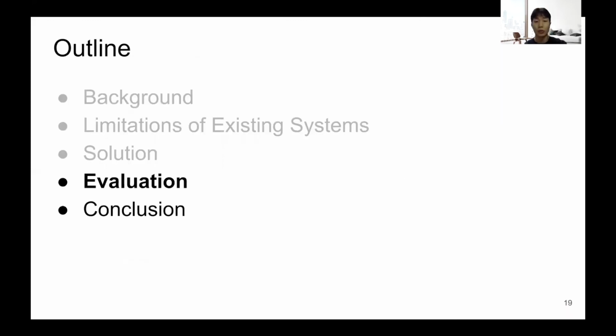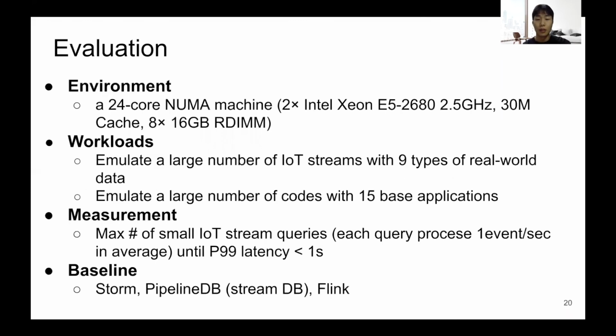Now we show the evaluation results. Our evaluation is performed on a 24-core NUMA machine, and we emulate IoT workloads with a real-world dataset and applications. We measure the maximum number of small IoT stream queries that can be processed in the machine. For baselines, we use Storm, PipelineDB, and Flink, which are popular stream processing systems and stream databases.